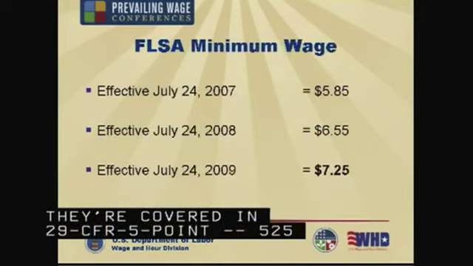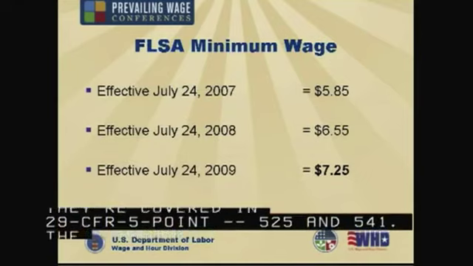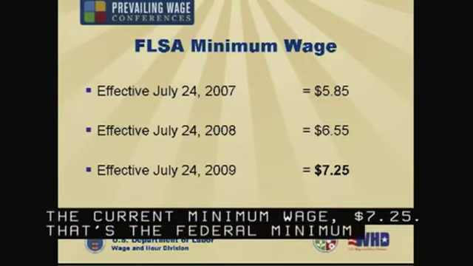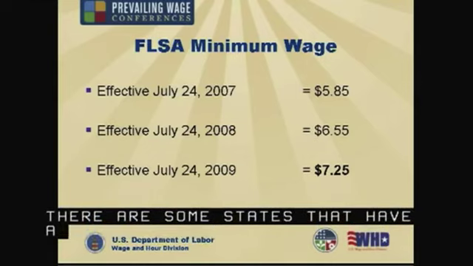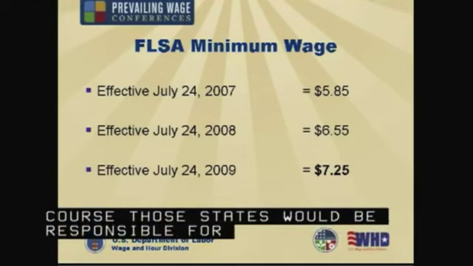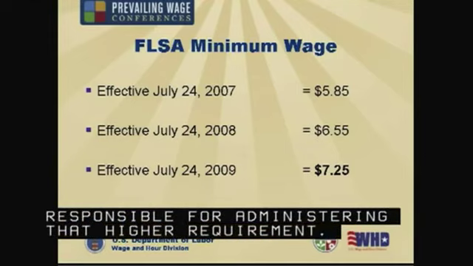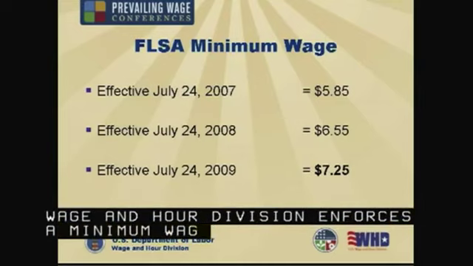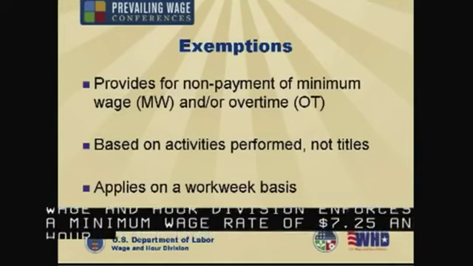So the current minimum wage is $7.25. That's the federal minimum wage. There are some states that have a higher minimum wage, and of course those states would be responsible for administering that higher requirement. But for federal purposes, the Wage and Hour Division enforces a minimum wage rate of $7.25 an hour. What are some exemptions to the FLSA requirement?